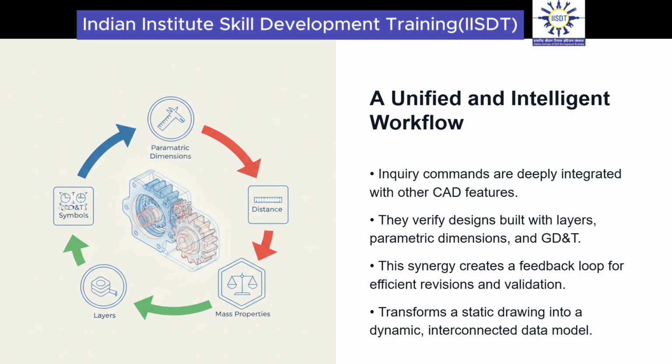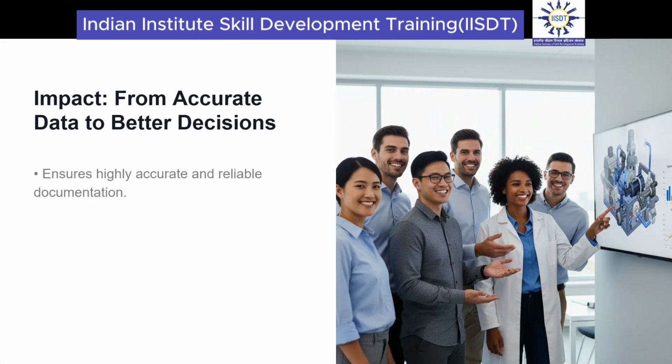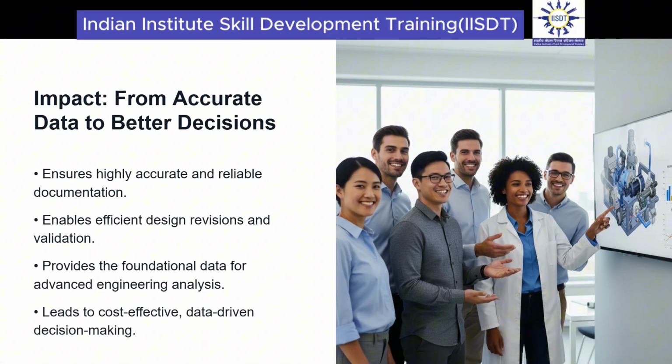The design elements, dimensions, tolerances, geometry, define the model, while the inquiry commands, area, distance, mass properties, allow you to check, analyze, and extract data from that model. This synergy transforms a static drawing into a living, interconnected digital prototype, where revisions are efficient and data is always accurate and accessible. In conclusion, the inquiry commands for area, distance, and mass properties are indispensable tools in the modern engineer's and designer's toolkit. They are the instruments that elevate a CAD model from a mere picture to a profound source of data and intelligence.